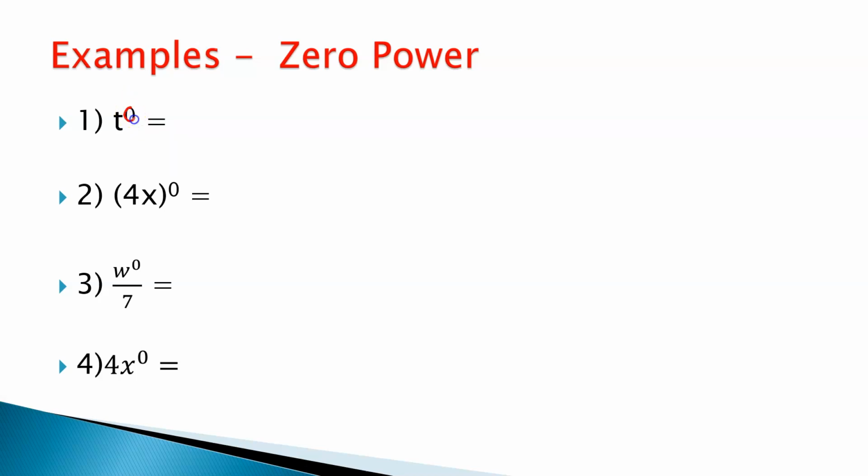Now, let me emphasize this: this 0 belongs to the t. So watch out for that. You have to make sure you know who the exponent belongs to. Because this 0 belongs to the t, that t is going to turn into a 1.